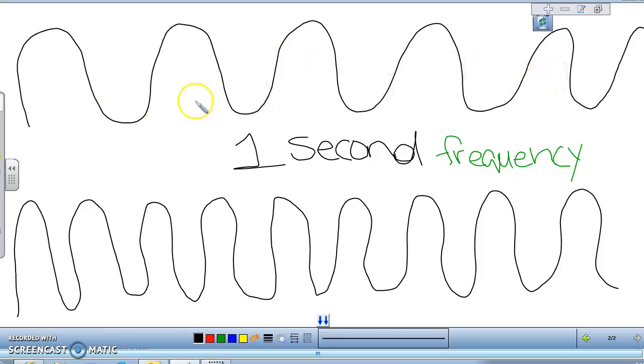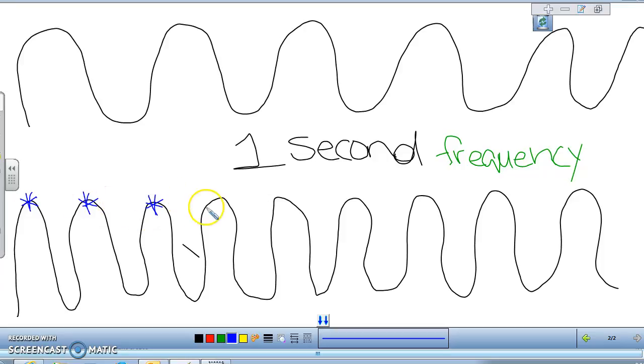It's pretty obvious if you just look that the bottom one has waves that start more frequently. So if you're frequently tardy to class, that means you're tardy a lot. If we have a high frequency, that means waves are starting very frequently. So remember we said that a wavelength goes from one crest to the next. So from here to here, that's a wave.